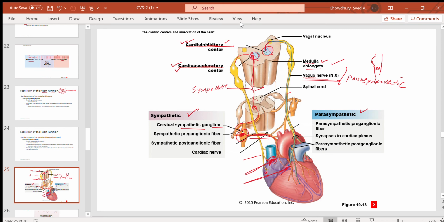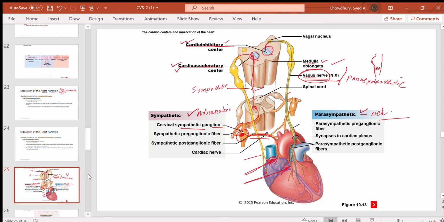So sympathetic releases adrenaline that I mentioned before to stimulate the heart, force of contraction and rate. Parasympathetic releases ACH, acetylcholine, will inhibit. Okay, the main parasympathetic nerve is the vagus that goes to the heart.